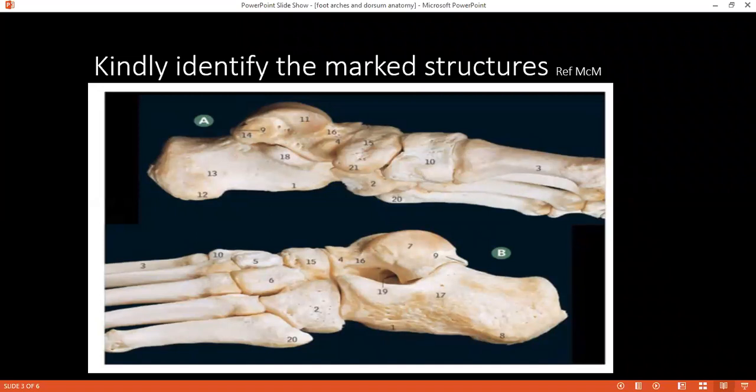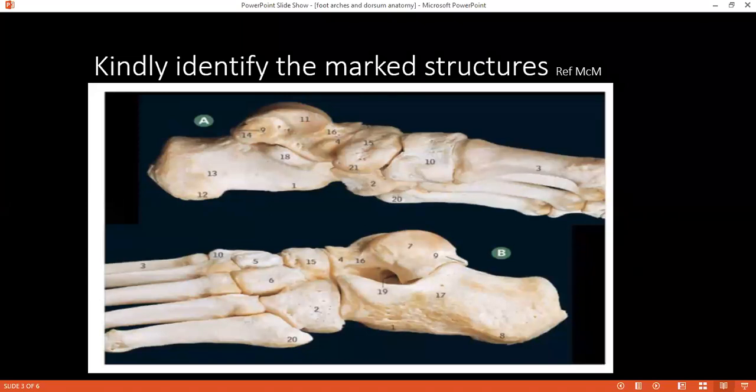Very good. Okay, would you be able to identify certain structures for me? In picture A, what is 9, please? 9 is the tubercle of talus bone. Very good. Okay, can you identify 13 over here? In picture A, this is the calcaneus bone. Okay. All right. What is 21?